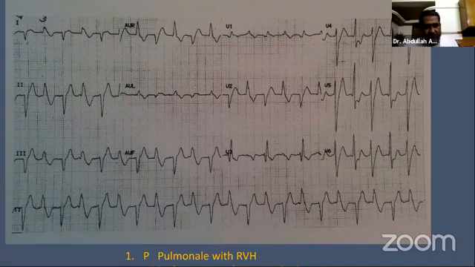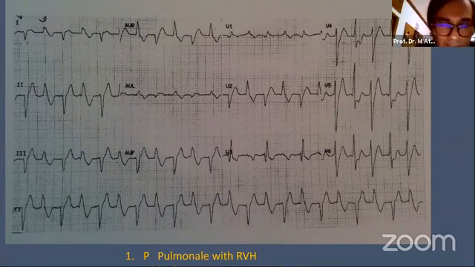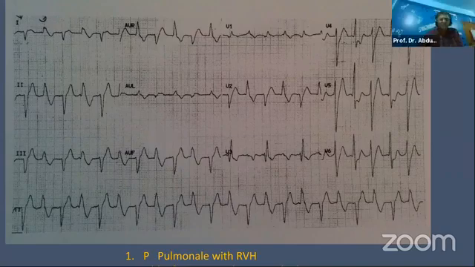Both beats are wide. Could it be a bidirectional abnormal rhythm? Exactly, that's another possibility.